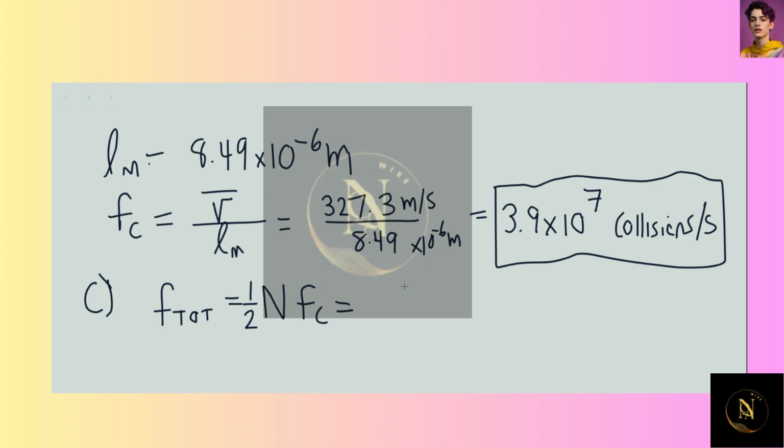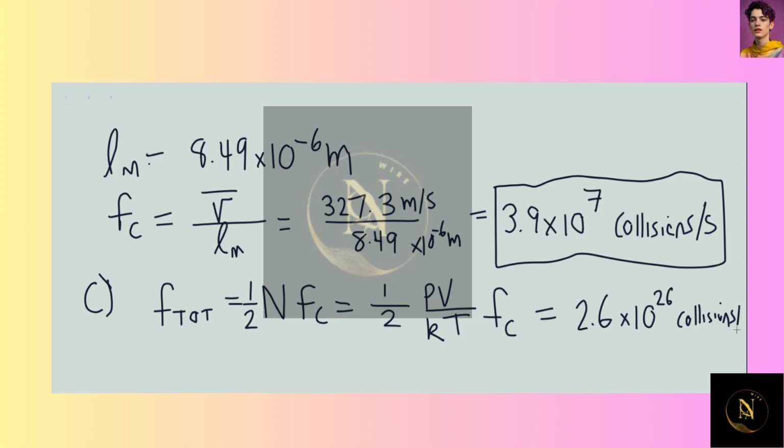So it's really half the number of molecules times the collision frequency. We use the ideal gas law to find big N in terms of things we actually know. So big N is really just PV over kT, times f sub C, with the factor of one half. And we can plug in pressure, volume, Boltzmann's constant, and temperature as we've done in parts A and B. And remember, we need to convert to pascals to make it work, just as we did in part B. Just remember that with pressure. And once we do that, we will get a result of 2.6 times 10 to the 26 collisions total per second, due to all of the molecules in the sample colliding.